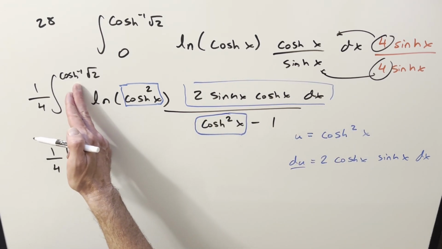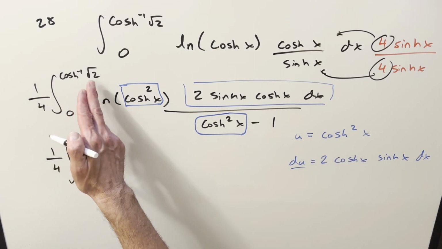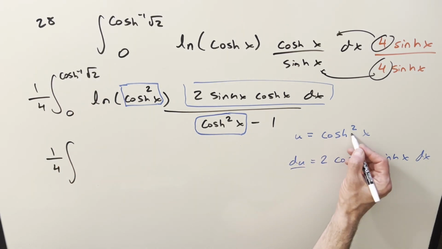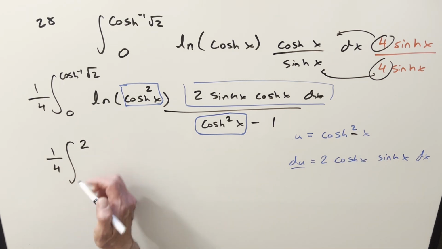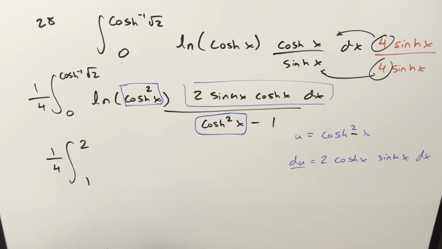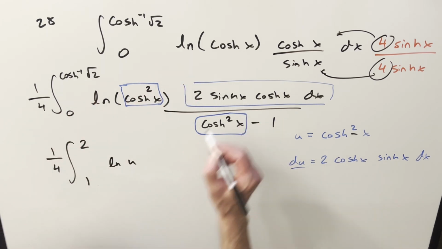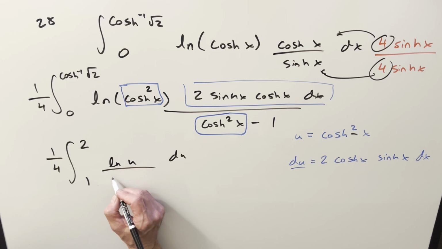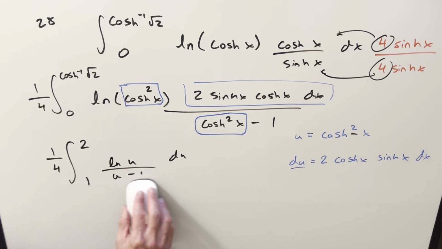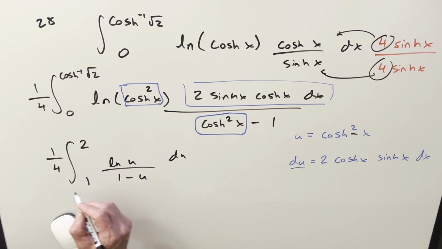Then evaluating the bounds, when you plug this in here, first cosh of cosh inverse is just going to be square root of 2. Then we square it, and this just becomes a 2. And then you plug a 0 in here, that's just going to be 1 squared, or just 1. This thing's going to be natural log of u, all this again is du, and it's all going to be over u minus 1. But on this, let's just reverse the sign. Instead of writing u minus 1, let's write it as 1 minus u and bring a minus out front.